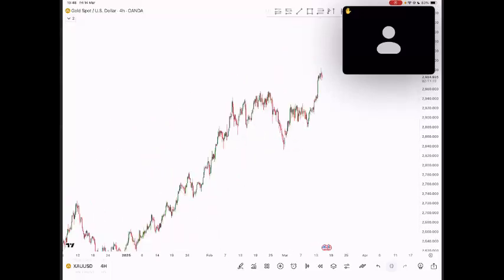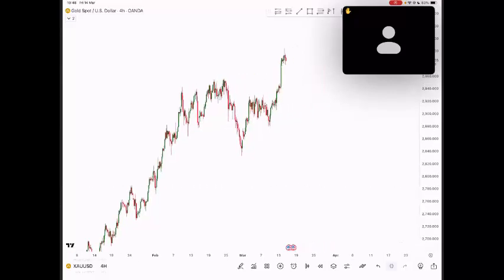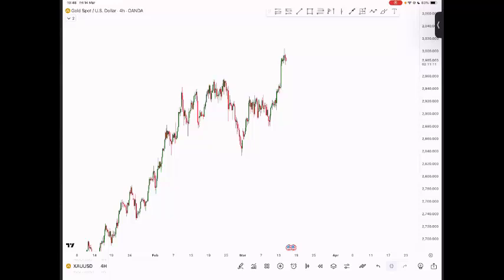Yes. Let me remind you of something. I told you that when a change of character happens, it is an unconfirmed change, because sometimes price just wants to mitigate a level and continue buying, taking out the most recent higher low as a form of inducement, just like what happened here.